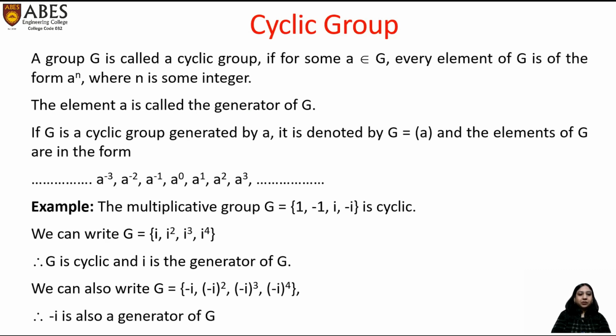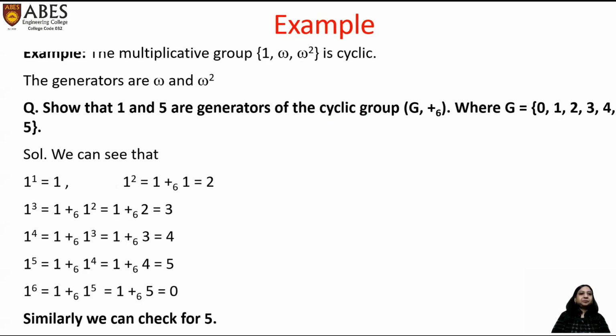1 can be represented as iota to the power 4, and minus 1 can be represented as iota square. Iota is iota, and minus iota is iota cube, because iota square is minus 1 and minus 1 into iota will become minus iota. So we can easily represent all these 4 elements of a group in the form of iota power. Hence we can say that this group is a cyclic group and iota is a generator of G. Similarly, minus iota is also a generator of this group.